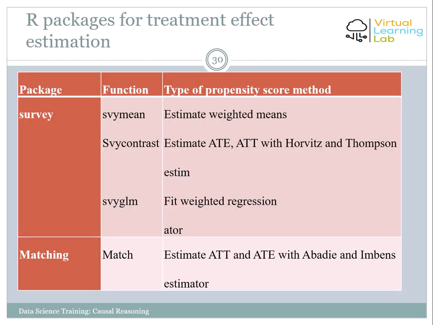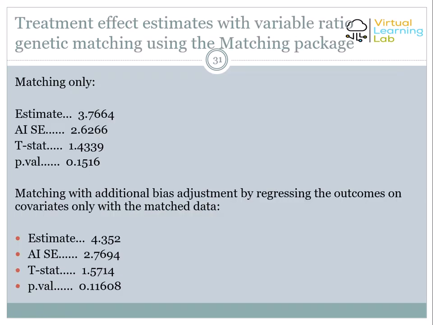There are several packages that can be used for estimating. Now, because most propensity score methods generate weights, the survey package is extremely useful for this. It can do design-based estimators with a function like svymean or svycontrast, or it can implement model-based estimation too with a function like svyglm. The Matching package implements the Abadie and Imbens estimator. And here is an example from the Matching package, which provides an estimate, a standard error, a p-value, and you can do additional adjustment for covariates.